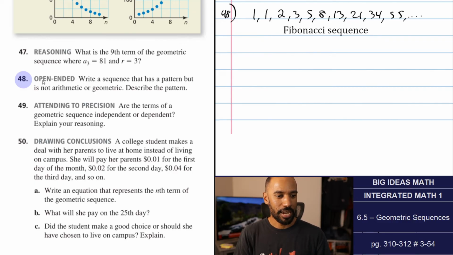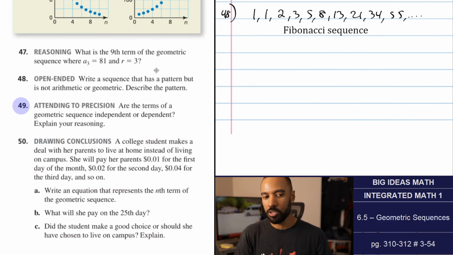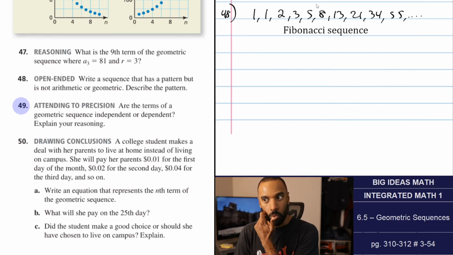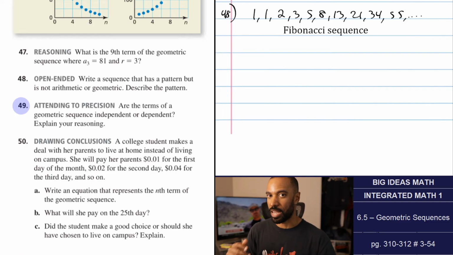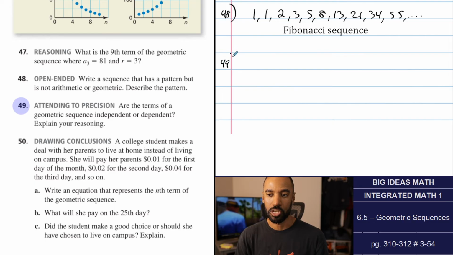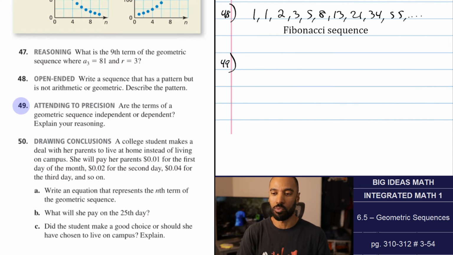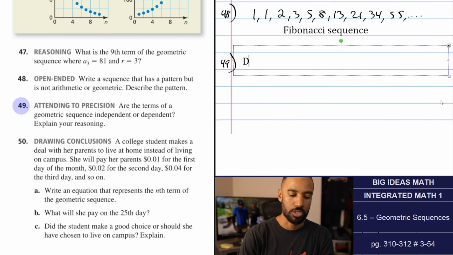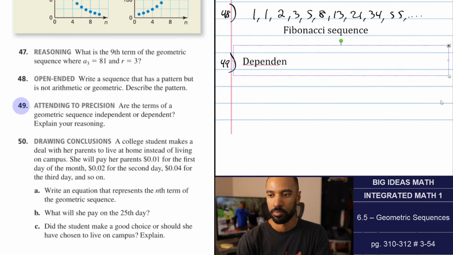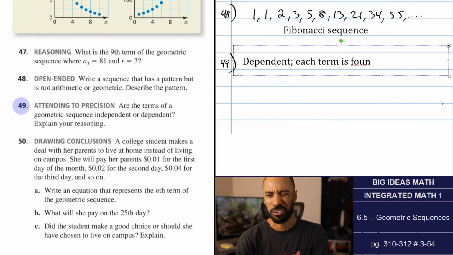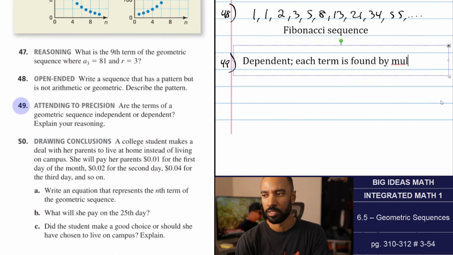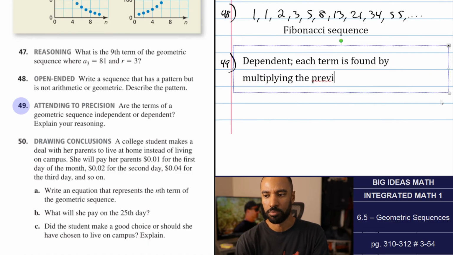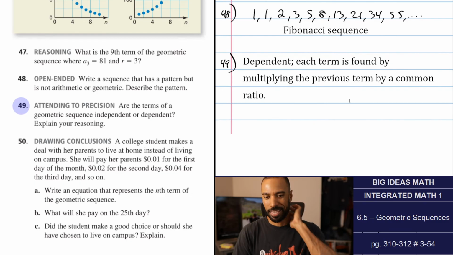Okay, number 49, attending to precision. Are the terms of a geometric sequence independent or dependent? Explain your reasoning. Well, if you're going from one term to the next, it depends on the other one, right? So a geometric sequence is dependent. You take one term, multiply by the common ratio to get the next term. So dependent: each term is found by multiplying the previous term by a common ratio. I guess that's how I'd answer that one.